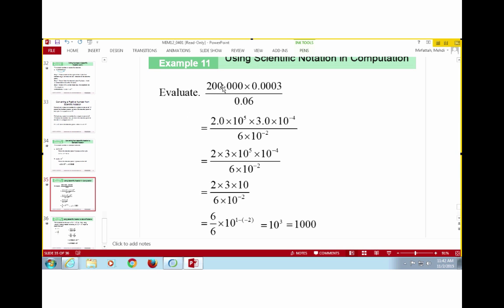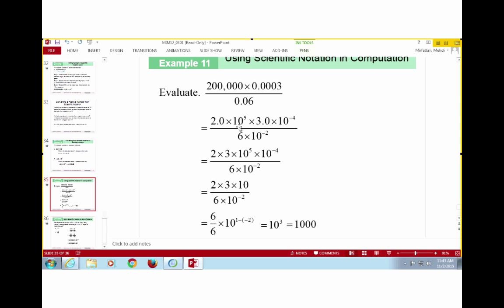So you can use this idea to evaluate numbers like these, very large or very small numbers. In this case, we have 200,000. All right, 200,000 as 2 times 10 to the power of 5. And I write 0.0003 as 3 times 10 to the power of minus 4, and change everything to scientific notation, 0.06 as 6 times 10 to the power of minus 2. Now I can multiply 2 times 3 divided by 6. 2 times 3 divided by 6 would be 6 over 6, which is 1.